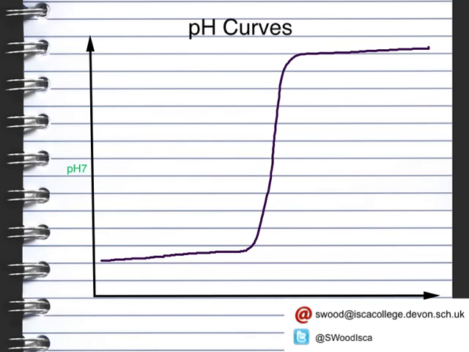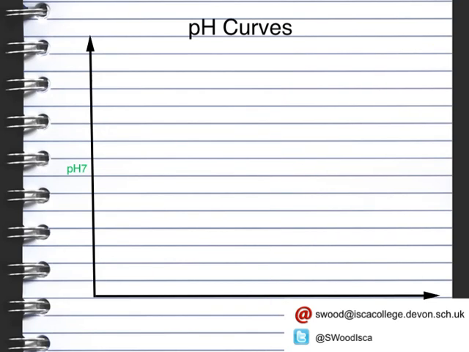Now we can then use our graph here to work out how much we'd need to add in order to get a pH of 7. Okay, so then we can work out our exact time when it went to neutral. Now if we look here, I'm just going to delete this graph here.